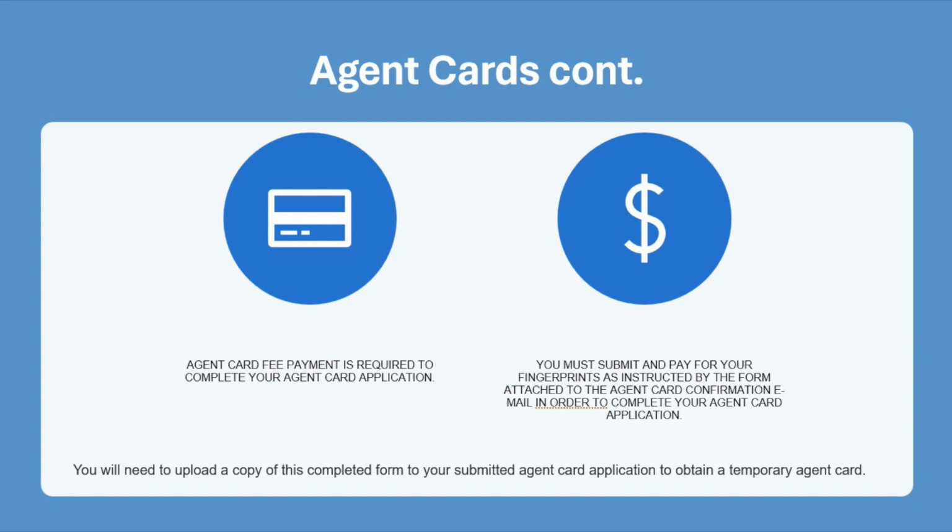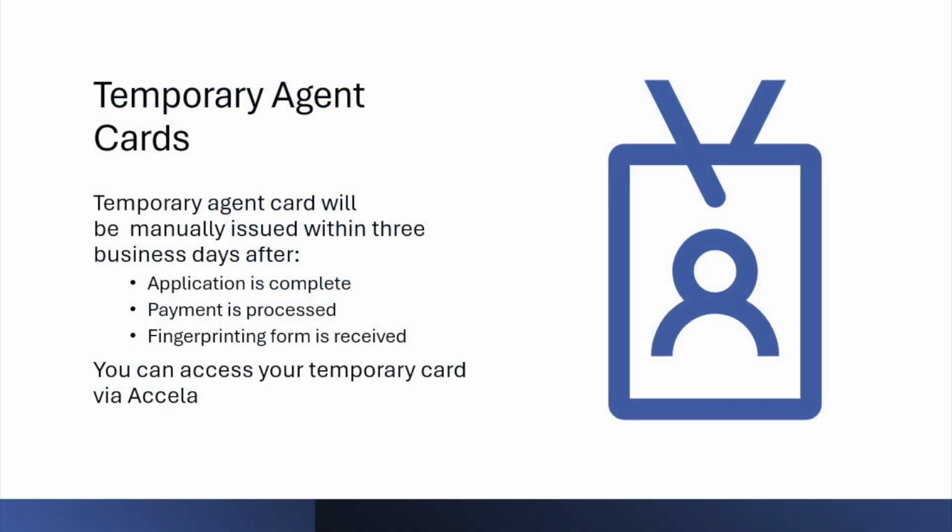You must upload a copy of your completed form to your submitted agent card application in order to obtain a temporary agent card. Once payment is processed, the fingerprinting form and complete application are received, a temporary agent card will be issued within 3 business days. You will be notified via email when the temporary has been issued, and you may download it from your Excella. Please note that temporary cards are not automatically issued once you completed these steps. A review is required by board agents who will notify you once the temporary card is issued.